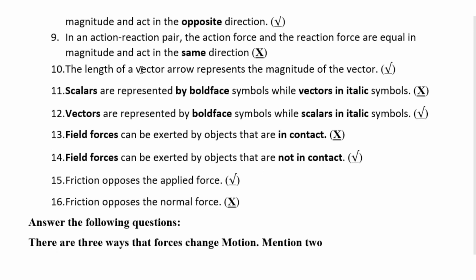The length of a vector arrow represents the magnitude of the vector. Yes, according to the length, it refers to the magnitude. If you have high magnitude, you have to draw a longer arrow. If you have low magnitude or low value, you have to draw a shorter vector arrow.